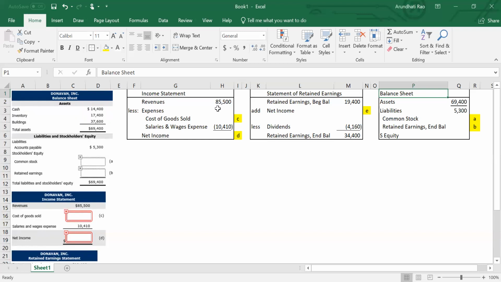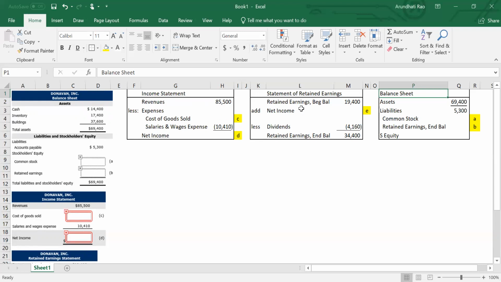Revenues are $85,500. I took the number from what was presented over here in the income statement. I was told salaries and wages expenses $10,410. I put that in parentheses to indicate it's a subtraction. So 2 numbers are missing over here. Therefore, I can't work with this as yet.